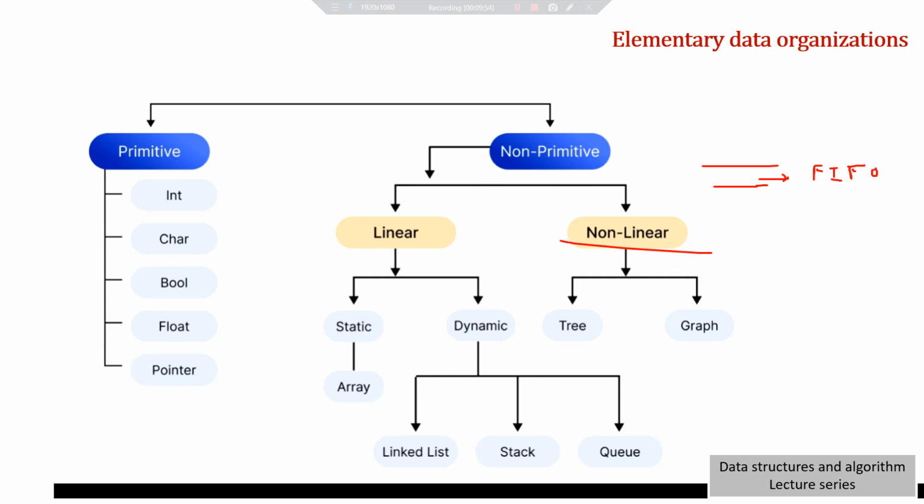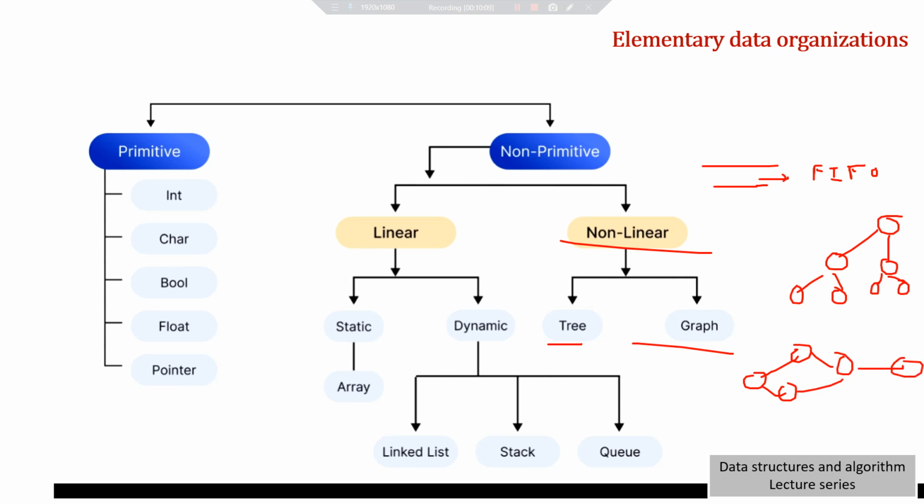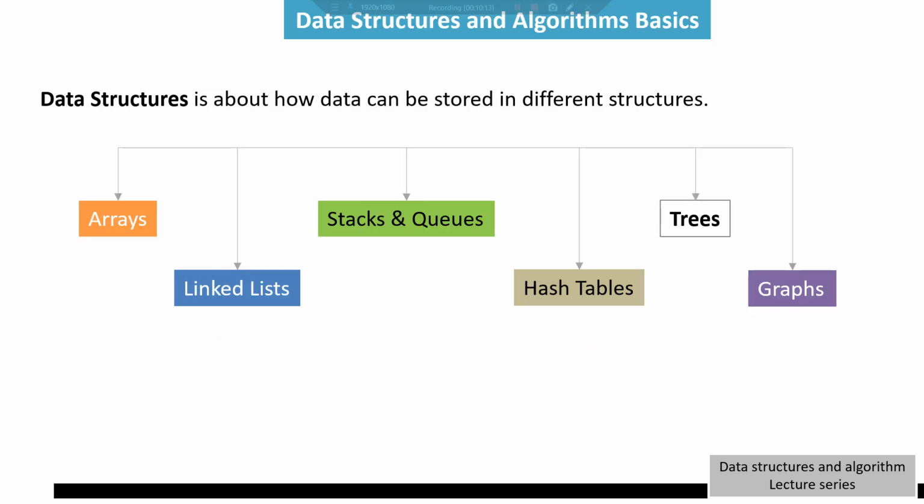Inside non-linear, we have tree and graph. The data is arranged in a tree-like fashion, an inverted tree-like fashion. It is called a tree. I have already given you the example of a graph, that is your GPS system. This kind of arrangement of data is called a graph. So data structure is about how data can be stored in different data structures. I have already explained this: arrays, linked lists, stacks and queues, hash tables, trees, graphs.